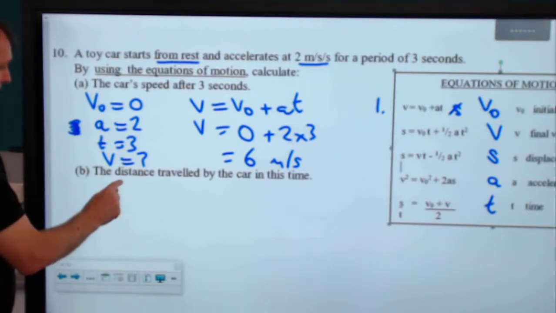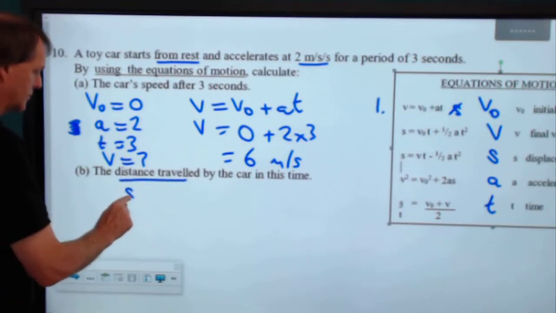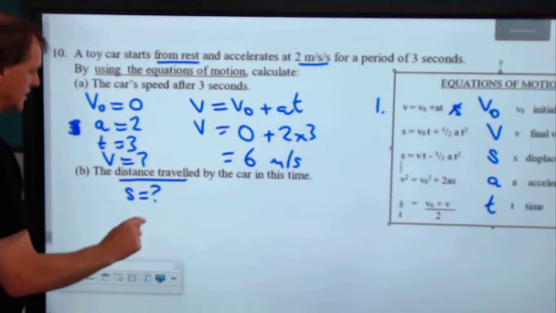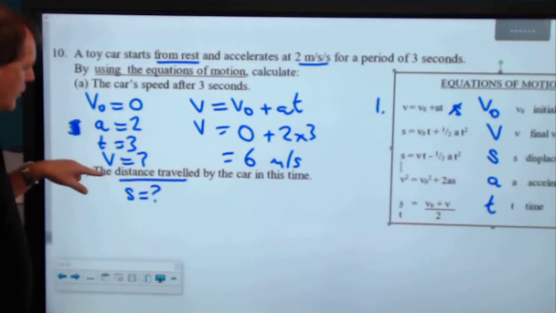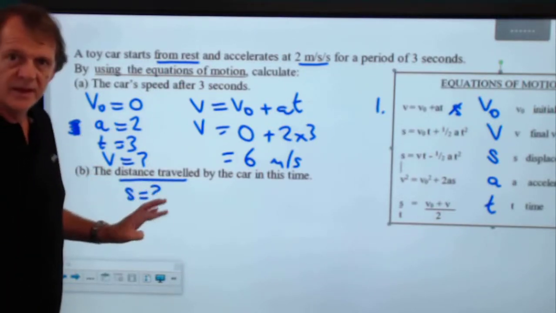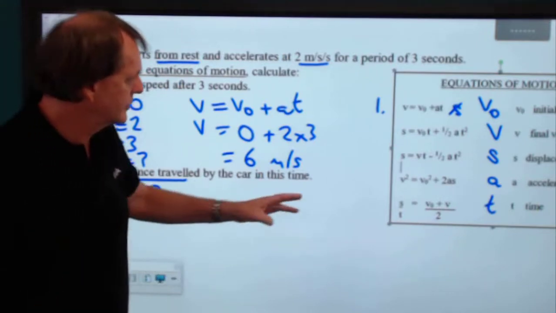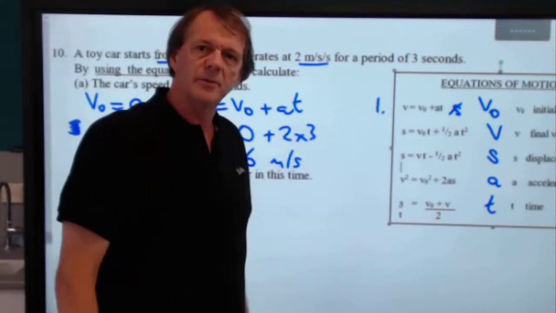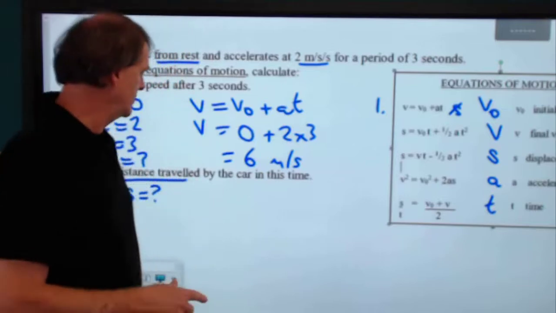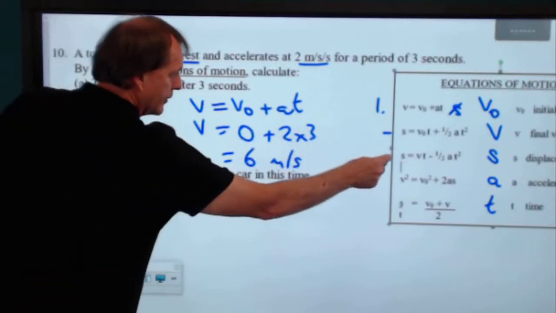In the second one, we asked about distance travelled there, which is your S value we're trying to find now. Now the reality is you've actually got 1, 2, 3, 4 values that you know and only one unknown. So you could have used any equation you like as long as it had S in it. I personally would choose an equation that I don't have to rearrange. So you can use the second one there or the third one.